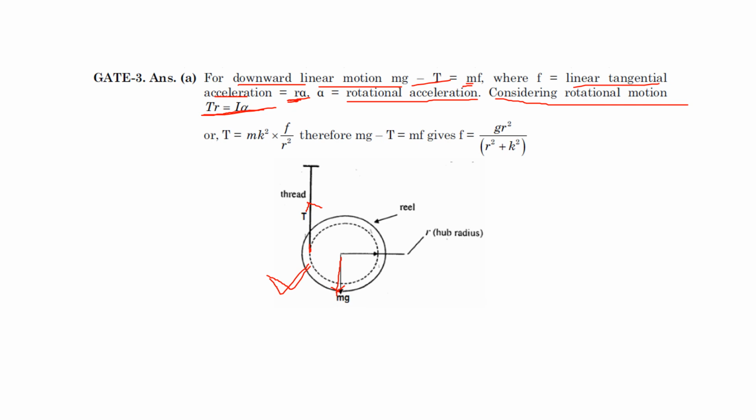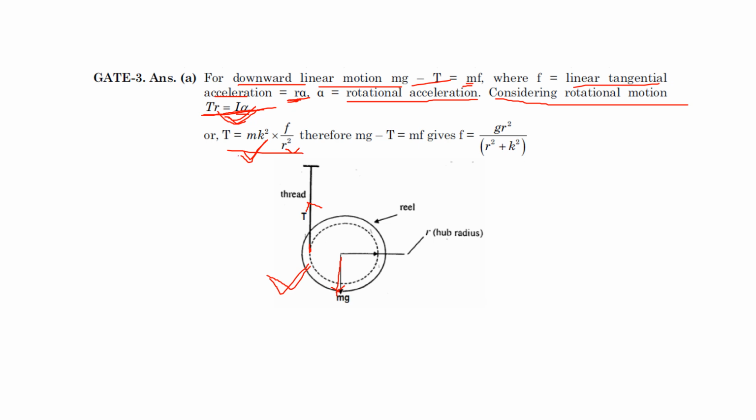Now T we can write from I alpha. Here I is m k square, where k is the radius of gyration, as we have seen in the statement. And alpha will be f by r. So we put that here, and we get T is equal to m k square into f by r square.